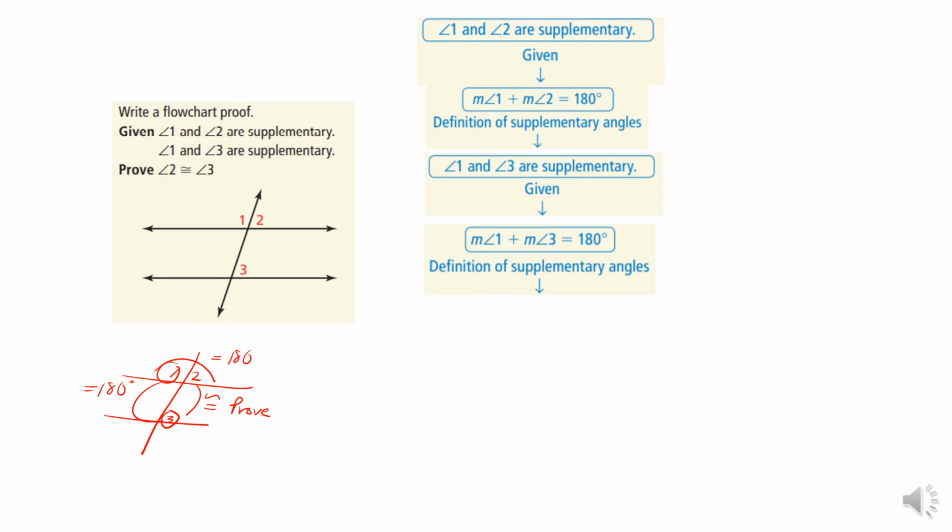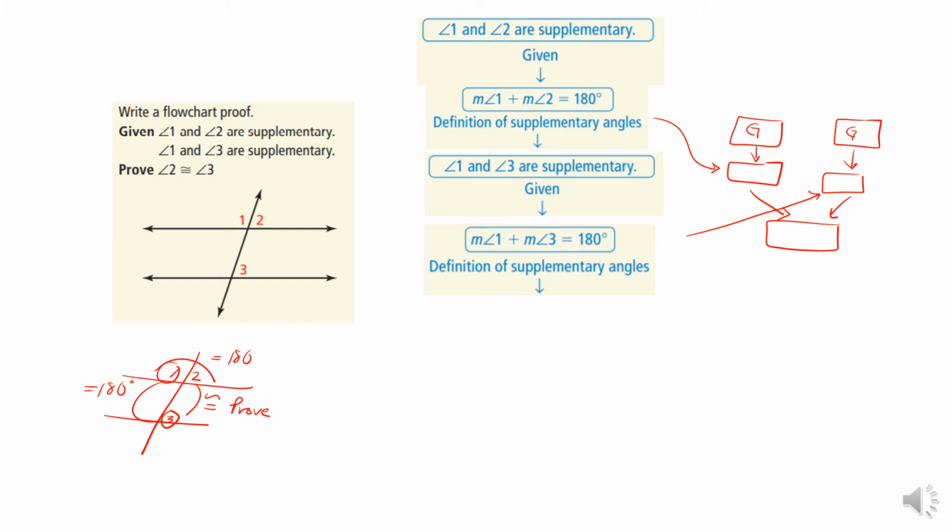Now know that flowchart proofs can be set up differently. We can put one given like this and the second given like this. Then the supporting piece of information could go here, like this. And then we're going to come together and put the rest of our information until we get to our proof. So flowchart proofs have a lot of different looks.